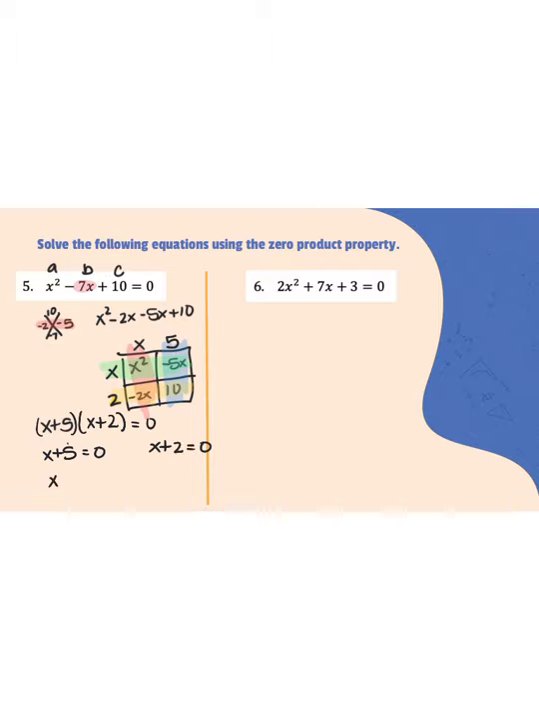So the opposite of plus 5 is negative 5. So x equals negative 5. And the opposite of plus 2 is negative 2. So this is going to be x equals negative 2. And those two will be your final answers.